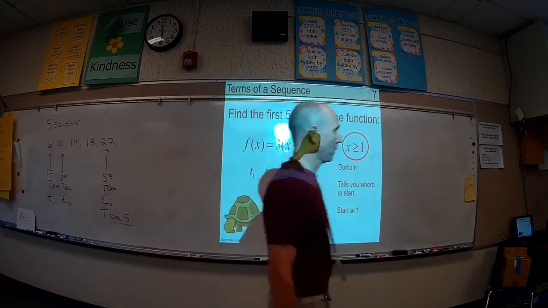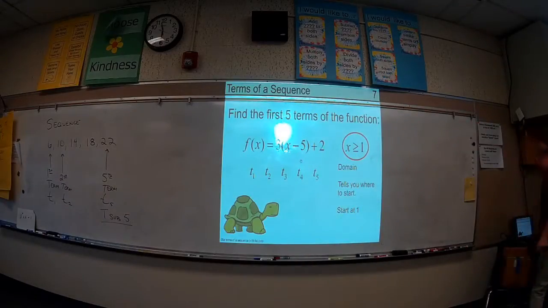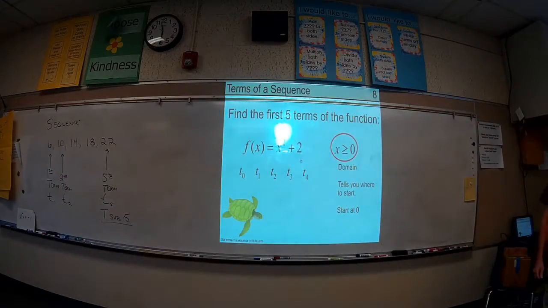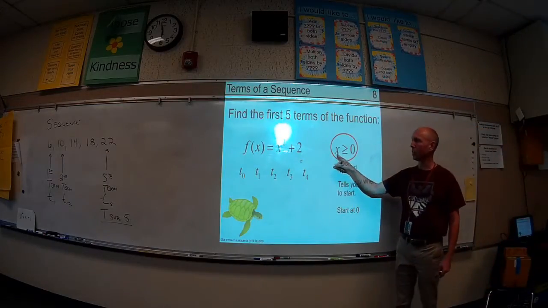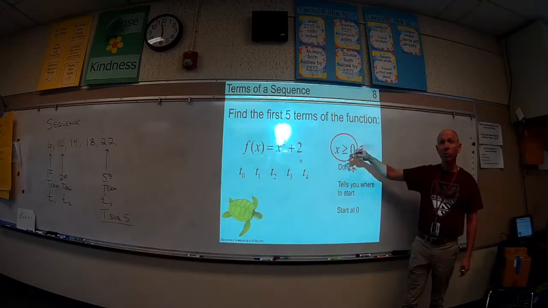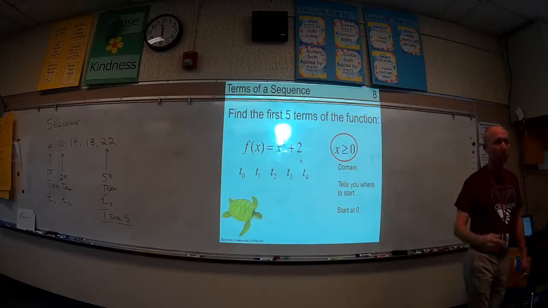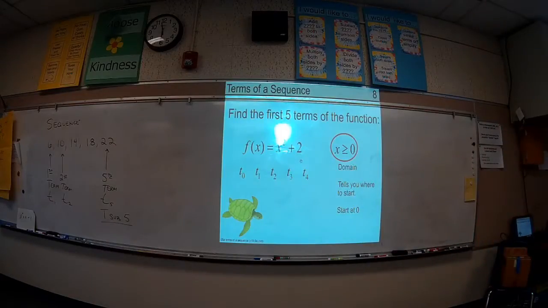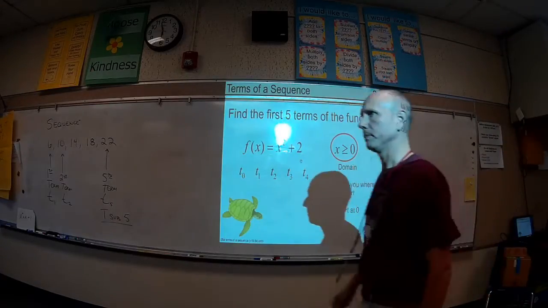Next one. What's the first number you're going to plug in? 0. Notice it's telling you where to start. It's saying start at 0. The domain, the inputs, start at 0. So plug in a 0 and then go from there. I disagree with your first term.